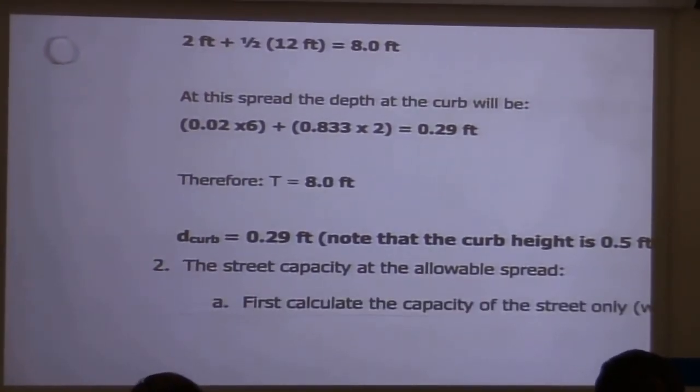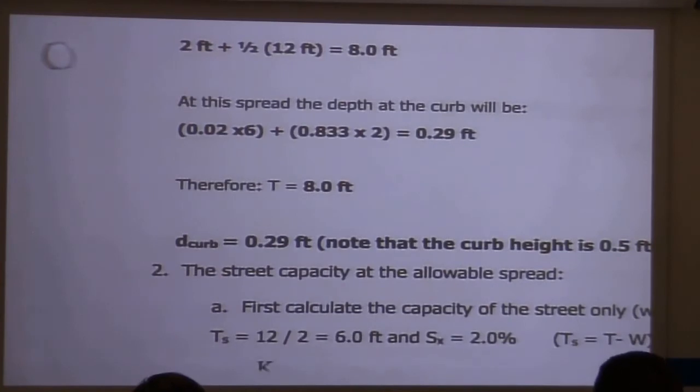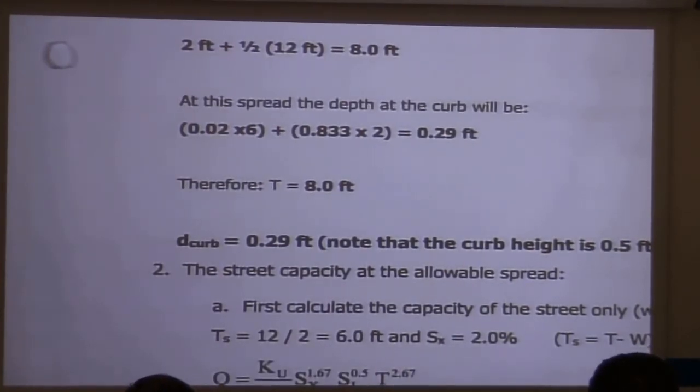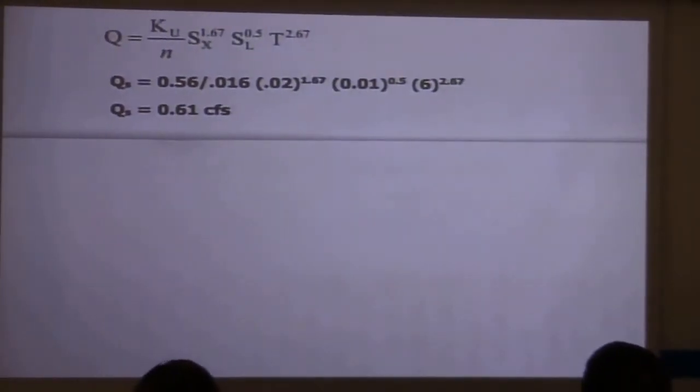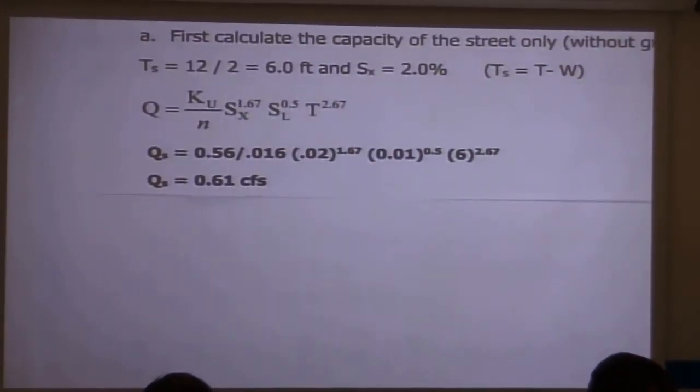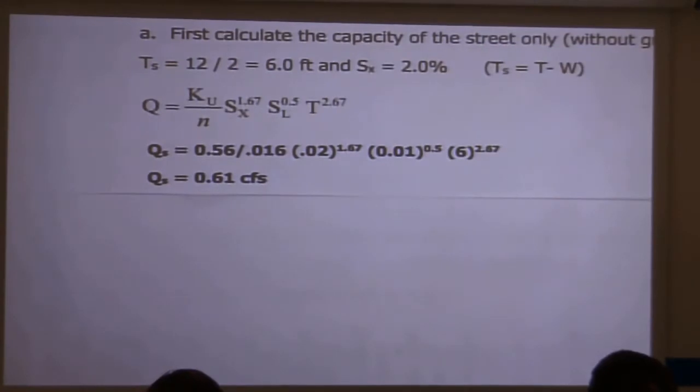0.6. Did everybody get that? No. Yeah, 0.61. Let me look at the substitutes here. Those slopes are correct.